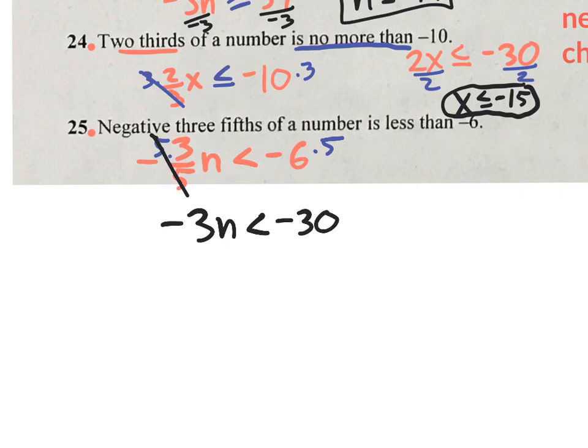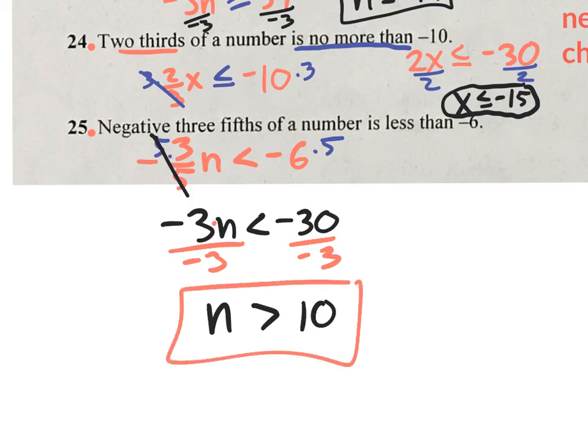Okay? And then from there, I need to get rid of the negative 3 that's being multiplied with the n. So I'm going to get rid of the multiplication of negative 3 by doing what? Dividing by negative 3. So what do we have left? We have n. We have 10. But what about that inequality? It changes to greater than. So why does it change? We divided by a negative, right? On our last step, we divided by a negative. This is the answer, guys. N is greater than 10.